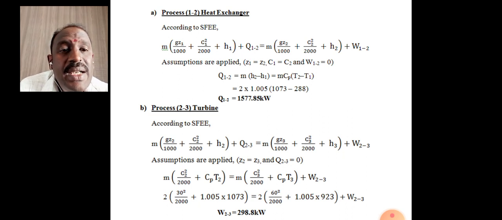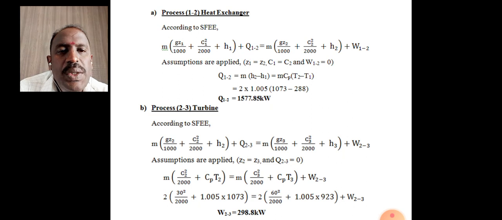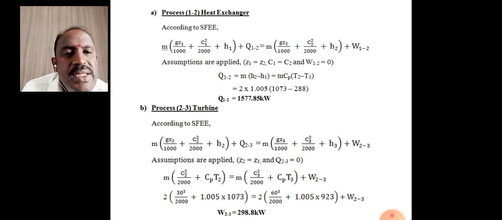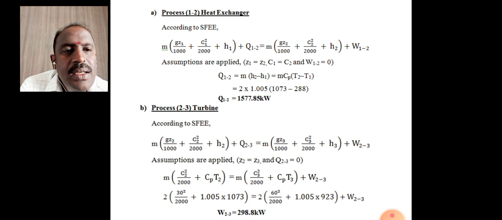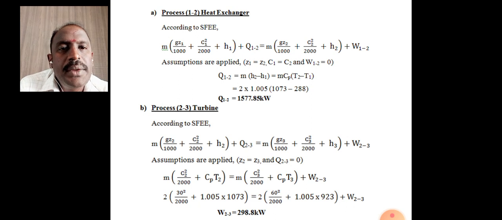Here the Z values are not given, so we have to consider Z2 equal to Z3. And this is the turbine process, so heat transfer will be 0, and they have not mentioned any heat losses or heat absorbed in this problem. So we have to calculate the W value. C2 is given as 30 meter per second and C3 is 60 meter per second. So we have to substitute that mass is 2, the C2 value we know, H2 you can represent as Cp into T2 and H3 you can write as Cp into T3. All these values we know, the Cp value is 1.005 for air. From that we can calculate the W value, W 2 to 3 is 298.8 kilowatt.